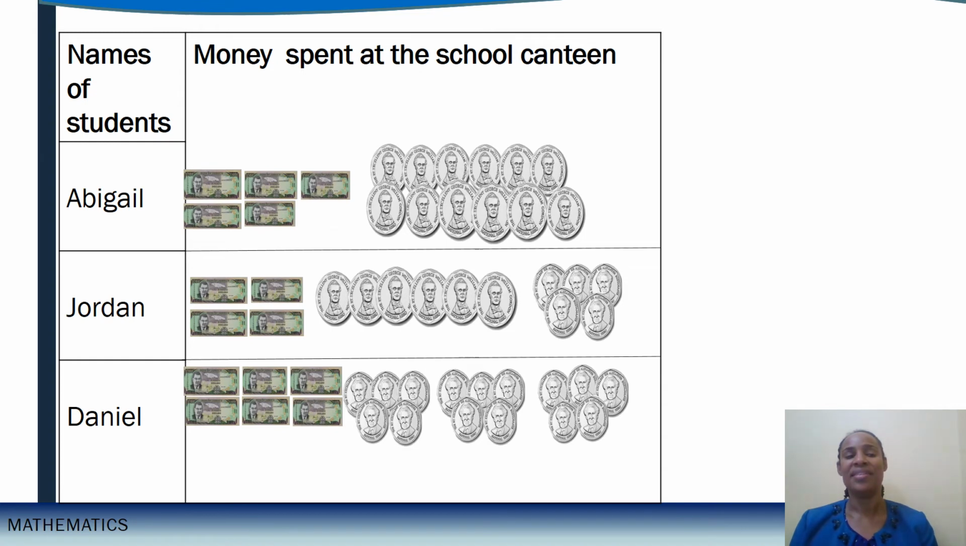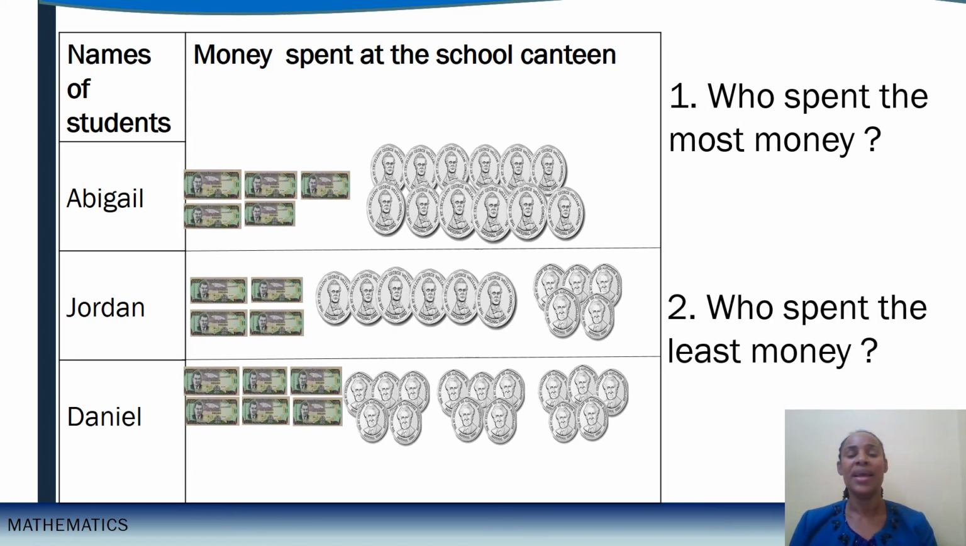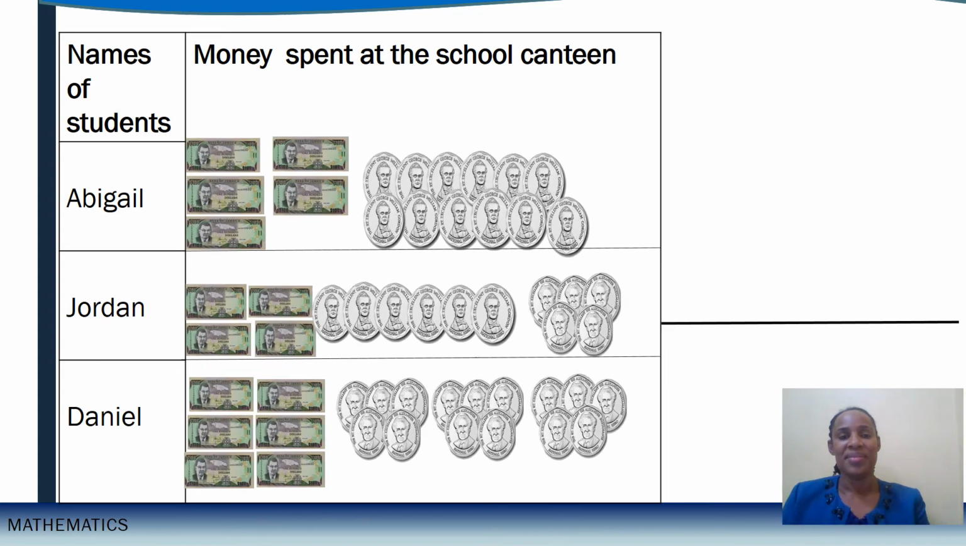So here we have it. Abigail, Jordan, and Daniel are the students that we are thinking about. Let's look at how much money Abigail spent. Right, so remember now we want to find out who spent the most money and who spent the least money. So boys and girls, let us first check to see how much money Abigail spent. I want you to look carefully on the table to see the different types of money that the children spent.